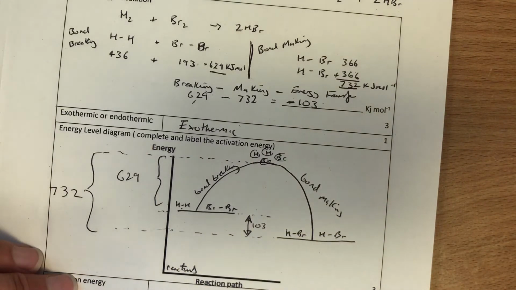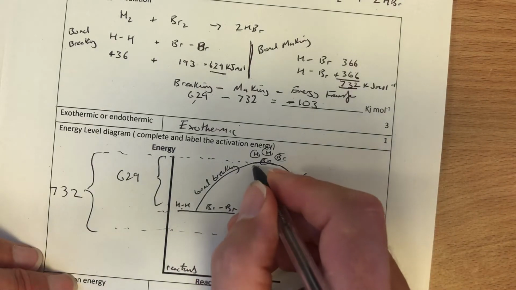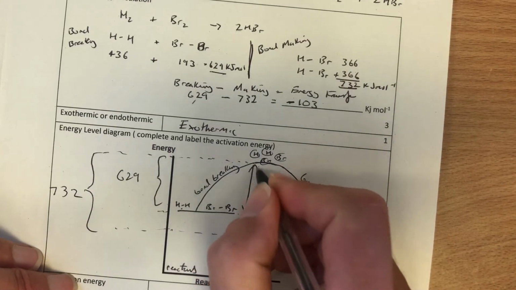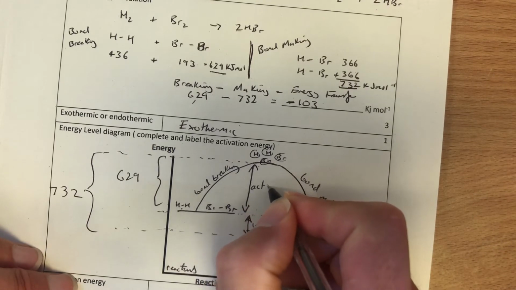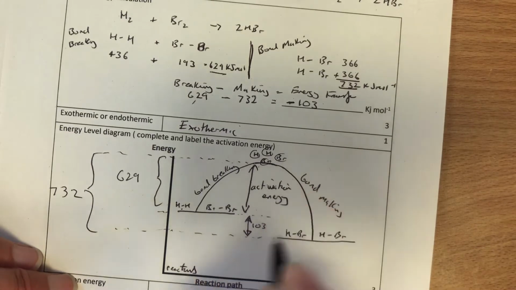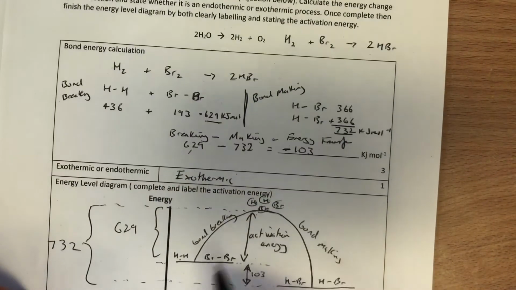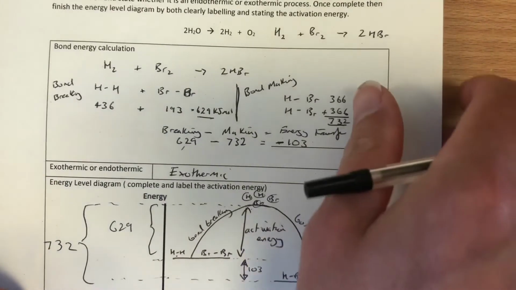The difference between those two lines. Okay, so let me recap. That gap there is the activation energy, or the energy needed to break all the bonds. It is the same thing. Now your diagram is going to be different because your example is different, okay, but quite similar nonetheless.